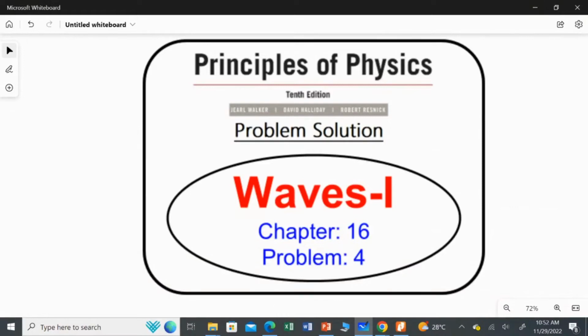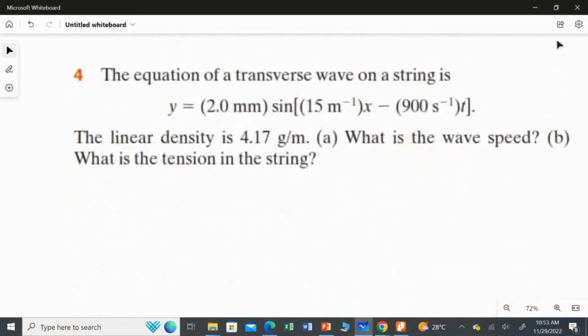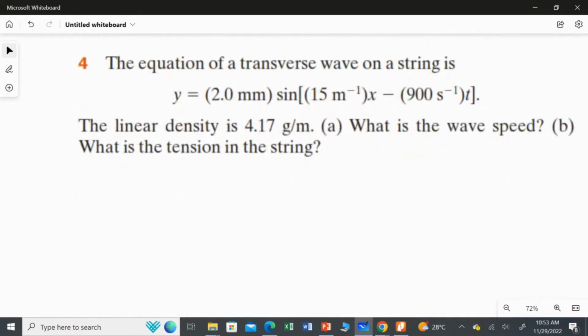In this video, I am going to solve problem 4 from chapter 16, Waves 1 from Principles of Physics, 10th edition. The equation of a transverse wave on a string is given by y = 2 millimeter sin(15 per meter x minus 900 per second t).